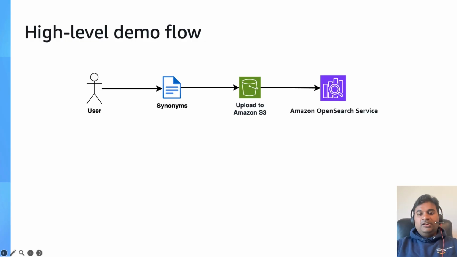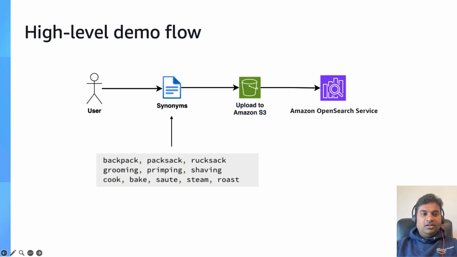Like I just explained, synonyms are an essential part of Amazon OpenSearch Service. They can be really helpful in improving the overall search results relevance. In Amazon OpenSearch Service, synonyms define alternate phrases or terms with the same or similar meaning as the original search term. As you can see in this demo flow, as a user, we are going to create a synonym file that lets users search for different words that have the same meaning. Something like a backpack, packsack, or rucksack. With OpenSearch Service, these become interchangeable.